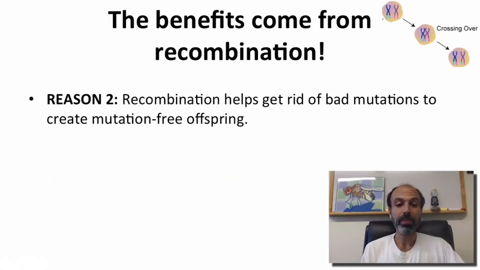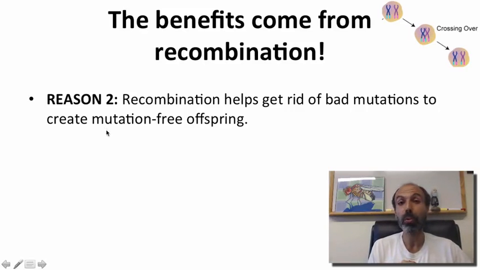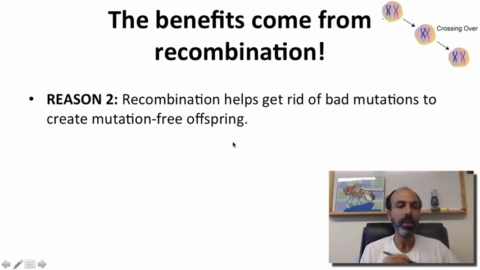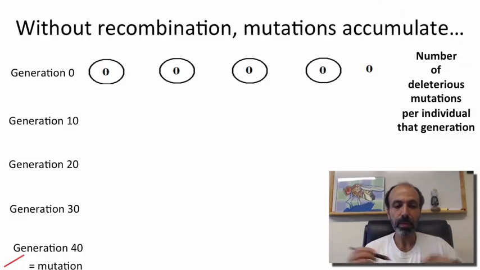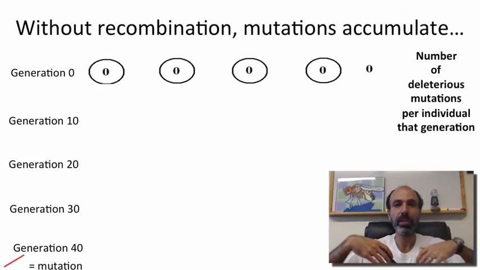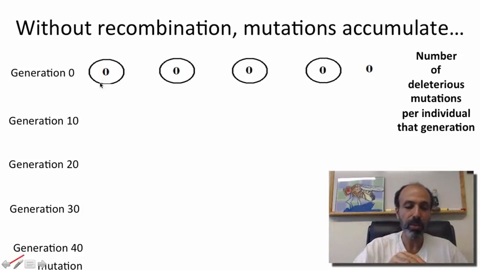The second reason is related. Recombination basically helps you get rid of bad mutations. And in this regard, it helps you create or restore, and you'll see what I mean in just a second, mutation-free offspring. So let me illustrate this. Let's imagine a case of several independent lineages that are all asexual. So here are your 4 lineages. There's the first individual, second, third, and fourth.